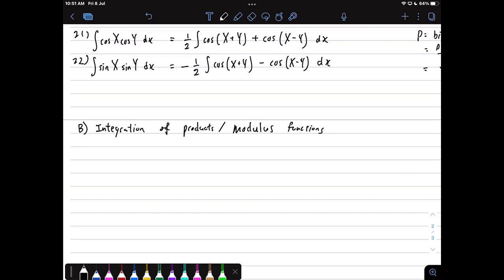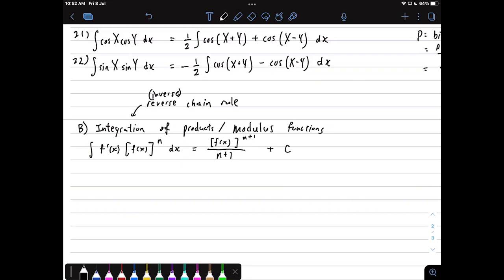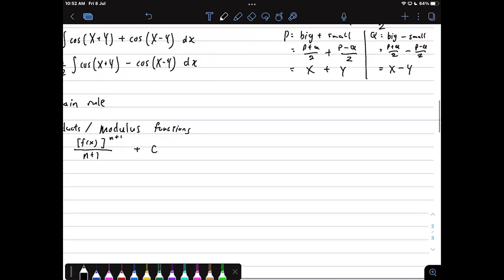Okay, so first one will be the integral of f. Okay, I stopped the numbering already. Integral of f prime x times f of x to the power of n dx is just reverse chain rule, or inverse chain rule, same thing. Okay, f of x to the power n plus 1, then you divide by n plus 1. Don't forget plus c.